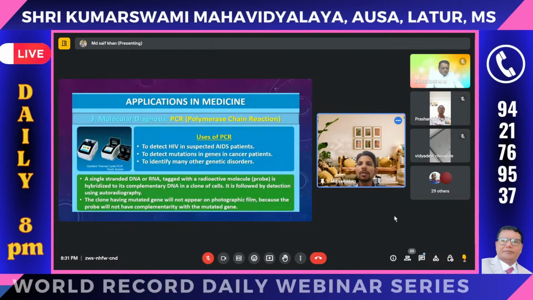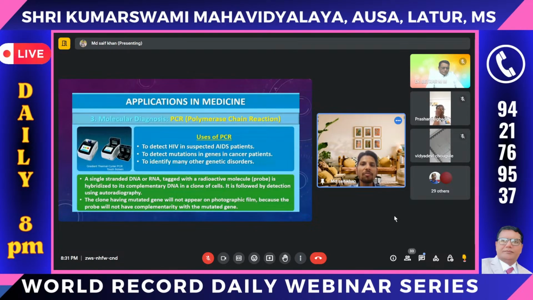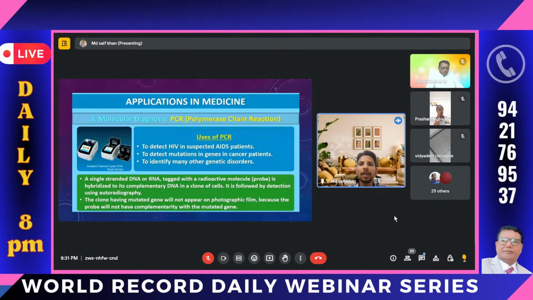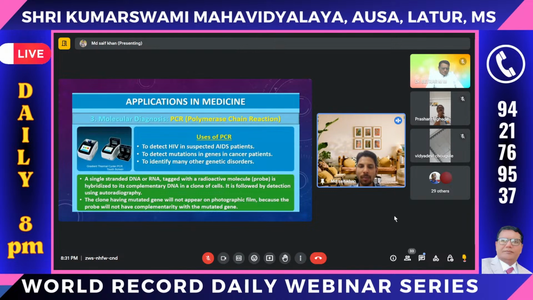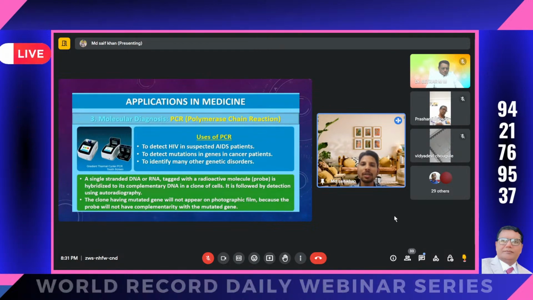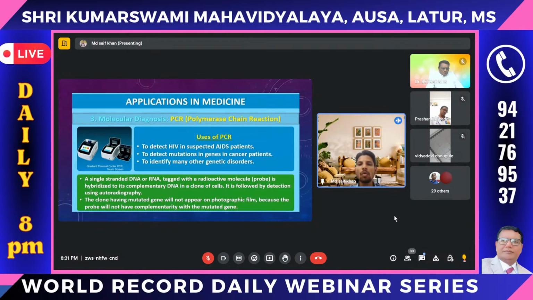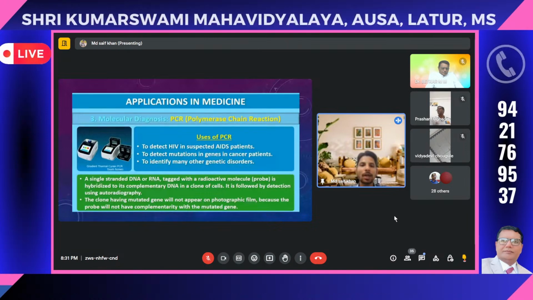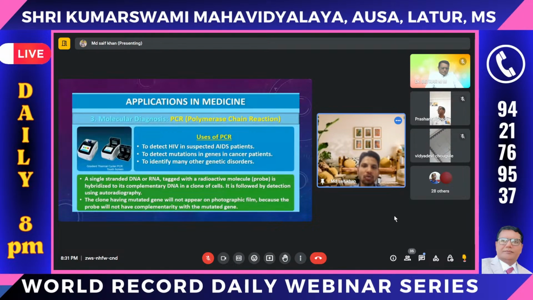Next are the uses of PCR: for the detection of HIV patients, to detect mutations in the genes in cancer patients, and to identify many other genetic disorders. A single stranded DNA or RNA tagged with a radioactive molecule, which is called a probe, is hybridized to its complementary DNA in a clone of cells. What are we doing here? We are taking a single stranded DNA or RNA, tagging it with a radioactive molecule, and hybridizing it to its complementary DNA in a clone of cells.